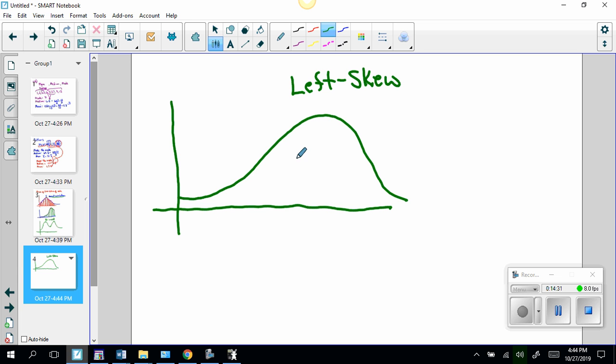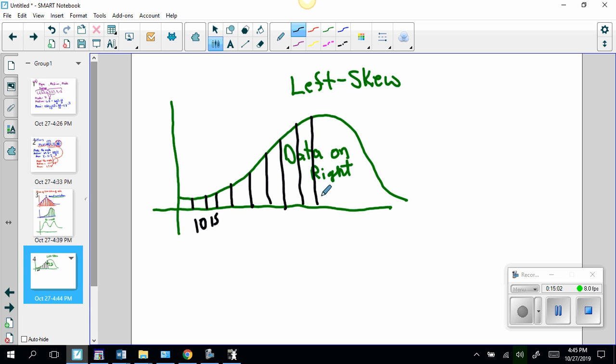Left skew means data on the right. So basically a whole bunch of high test scores, and somebody down here, and there's somebody right there, like one student got a 10% and one student got a 15%, and then most of the people in the class did remarkably well. So all the data is over on the right, but we say it's skewed to the left. This is left skew.